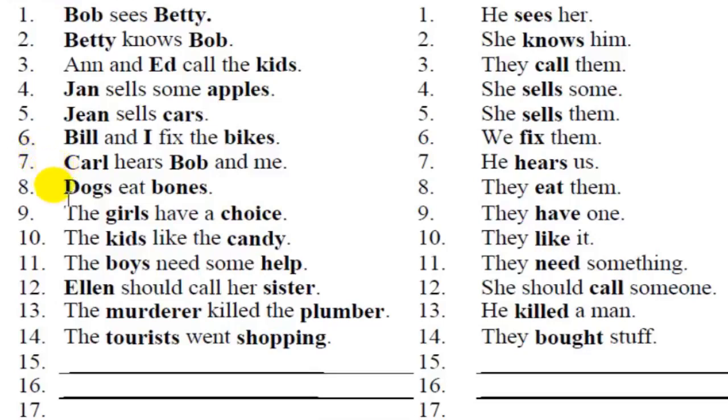7. Carl hears Bob and me. He hears us. 8. Dogs eat bones. They eat them. 9. The girls have a choice. They have one. 10. The kids like the candy. They like it. 11. The boys need some help. They need something. 12. Ellen should call her sister. She should call someone. 13. The murderer killed the plumber. He killed a man. 14. The tourists went shopping. They bought stuff.